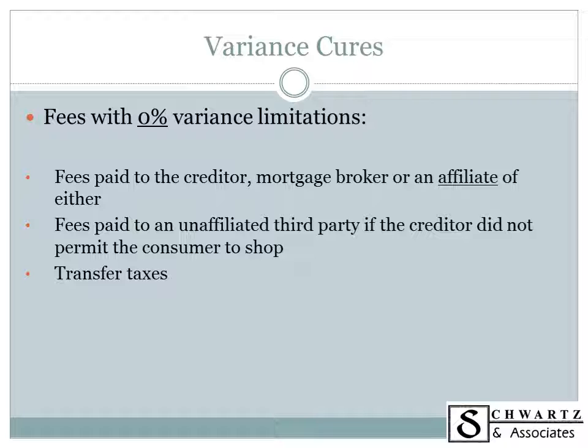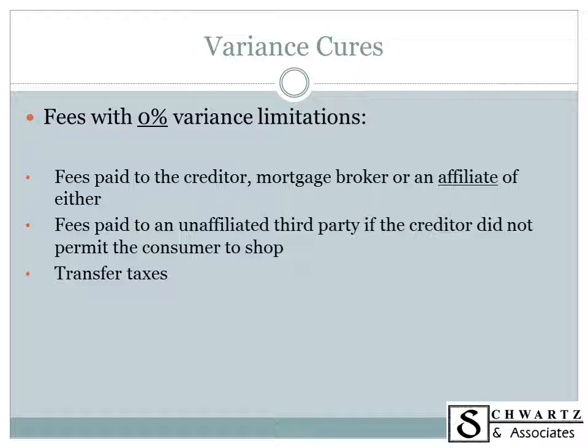Some of those we saw before, but let's go back and talk about the first two. Any fee paid to a creditor, mortgage broker, or an affiliate of either one. We actually have some clients who have affiliate title companies that they use. Previously, title fees would have either been in the 10% category or the unlimited category. Now, if the affiliate title company is used for the closing, those fees will now be reflected in the 0% category.